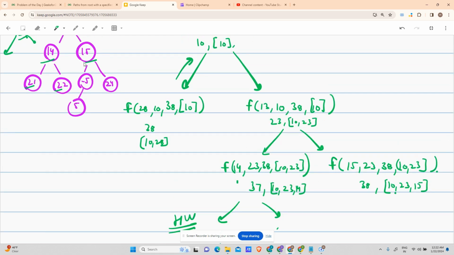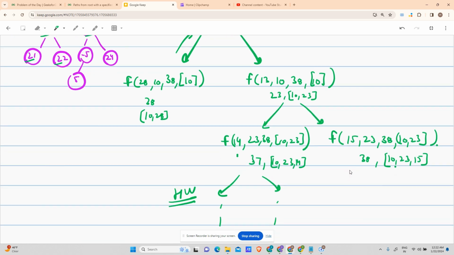Moving to the 15 one. Now, most of you would have said that we got 38, so return it. No, there's still an unexplored path. For that, what will we do? We will make two calls again. One will move for -5 and another one will move for 24. For -5, 38 minus 5 would be 33, and update the path. And for this one, 24, it will be the same.